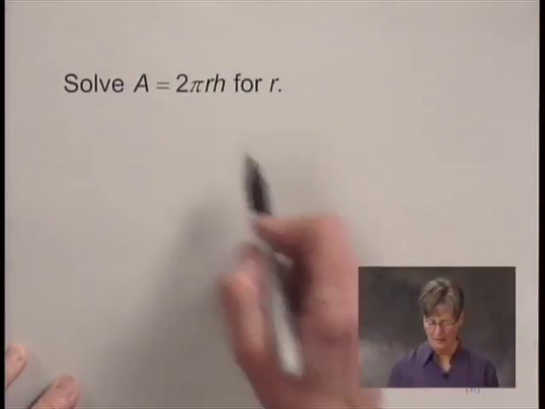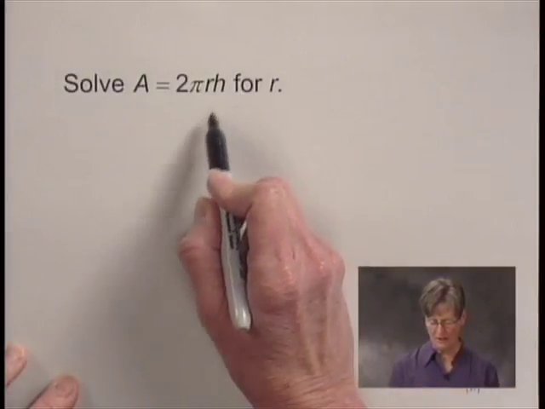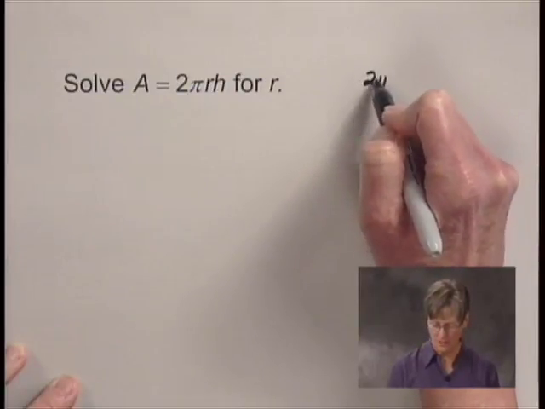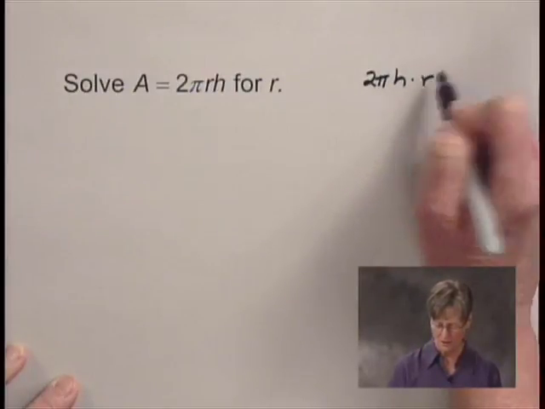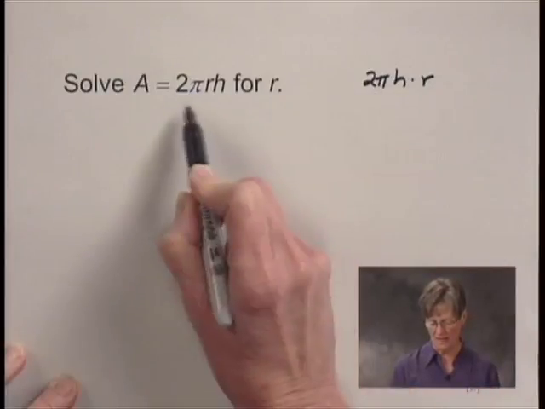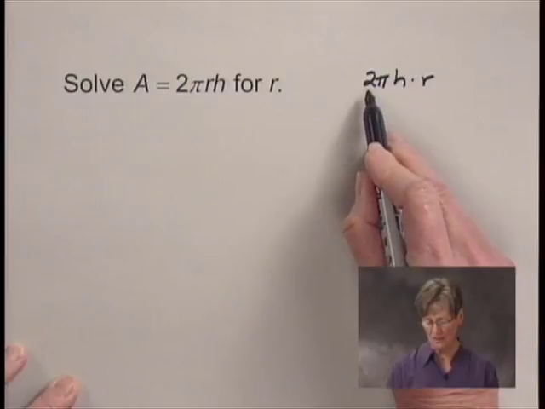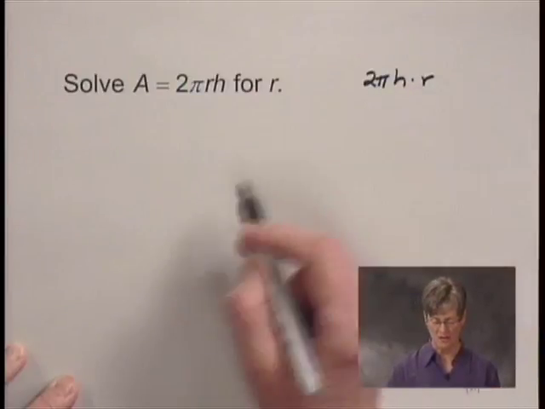In this exercise, we'll solve a formula. The formula is A equals 2 pi r h, and we want to solve this for r, which means that we want to get r alone on one side. Now, I look at 2 pi r h, and I can think of that, if I want to, as 2 pi h times r. When I multiply these together, I get 2 pi r h. So to get r alone, if I divide by 2 times pi times h, I will accomplish that.